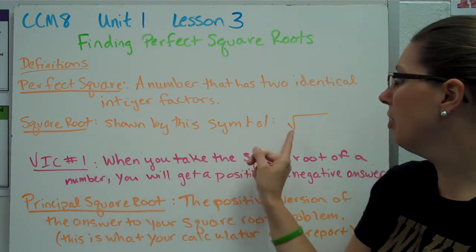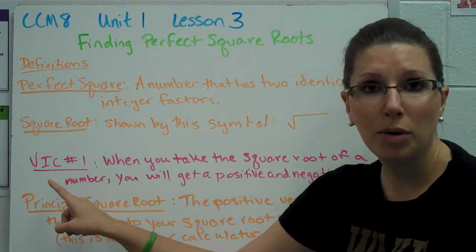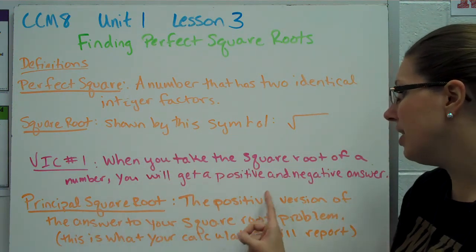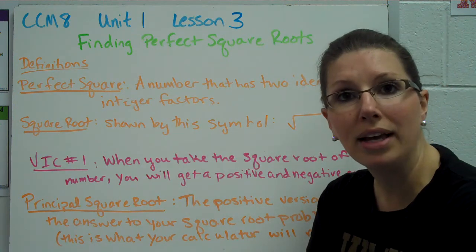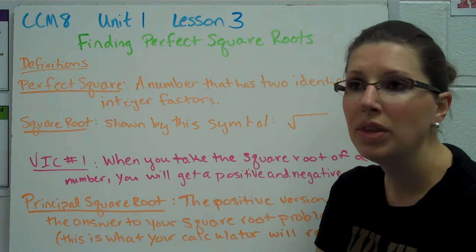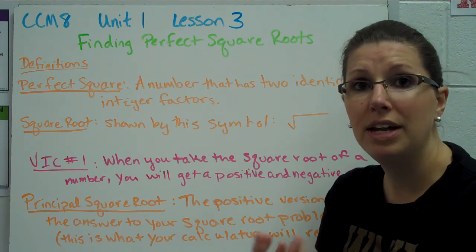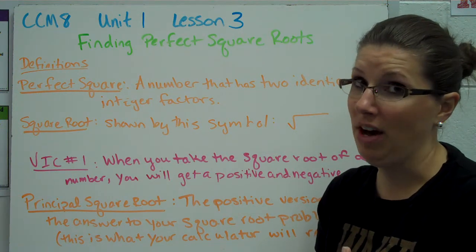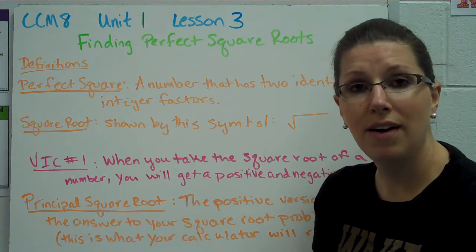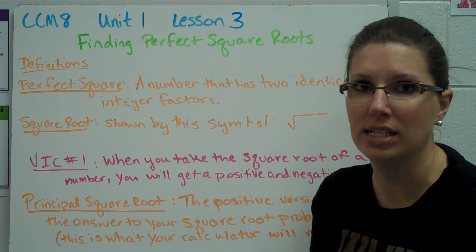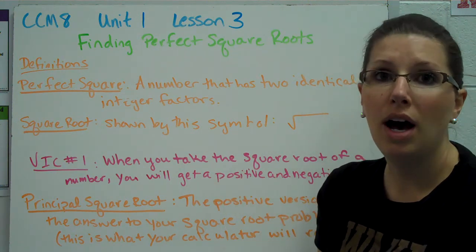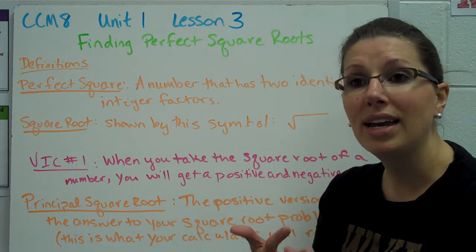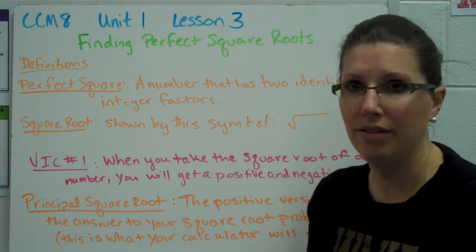So a square root is shown by this symbol, VIC number 1, that stands for very important concept. When you take the square root of a number, you will get a positive and a negative answer. If you look back in the old videos about squaring a number, if you take 5 and you square it, that's 5 times 5, and that gives you 25. Well, you can also take negative 5 and square it. That's negative 5 times negative 5. That also gives you 25 as an answer. So when we take the square root of a number, which is undoing squaring a number, then you can get two answers, a positive and a negative.